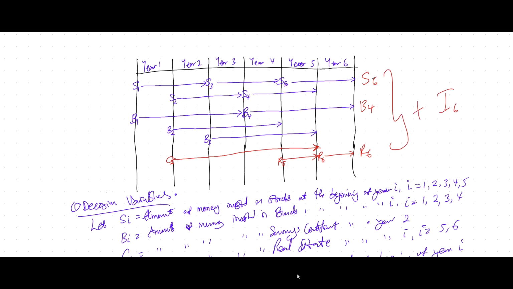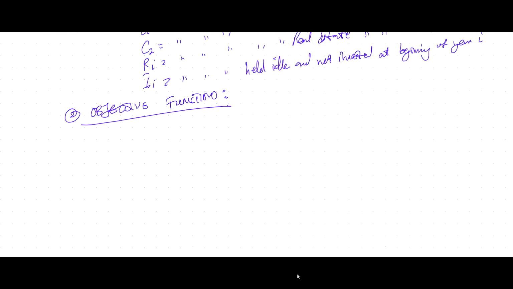So these will form the final money. The management of a firm wishes to determine the optimal mix of investment in various activities that will maximize the amount of cash at the end of the 6 years. So at the end of the 6 years, we have money coming from S5, money coming from B4, money coming from R6, and the idle money, I6, that we had not invested. So this will be the objective function.